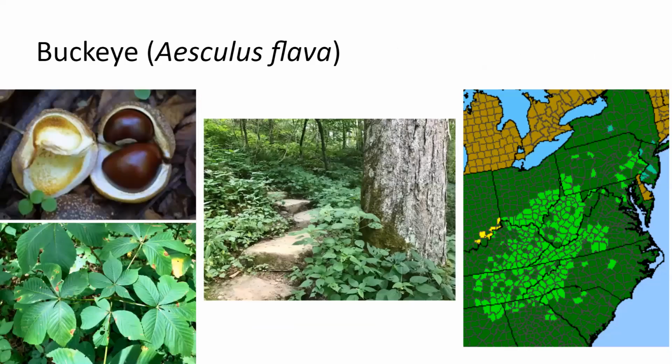Our other species in northern hardwoods is buckeye, in this case Aesculus flava. You can see it has this typical buckeye look, with opposite palmately compound leaves. And these are the fruits that should be familiar to you. Buckeye ranges from western North Carolina up into the southern Midwest. And this is a huge buckeye tree that's on the Profile Trail at Grandfather Mountain.